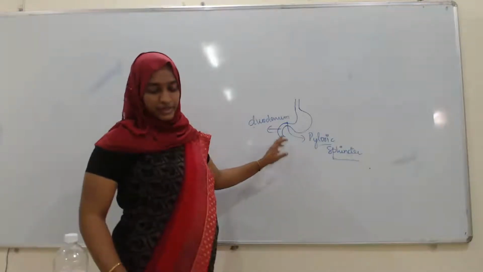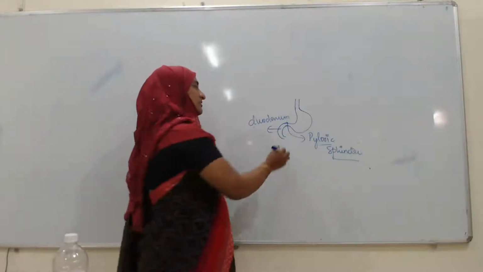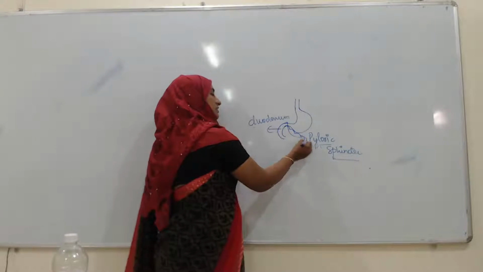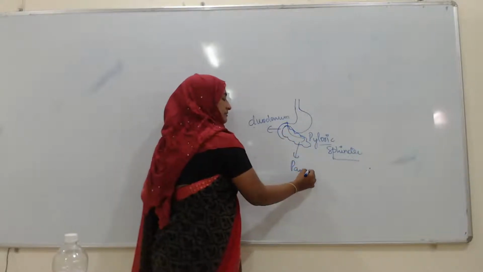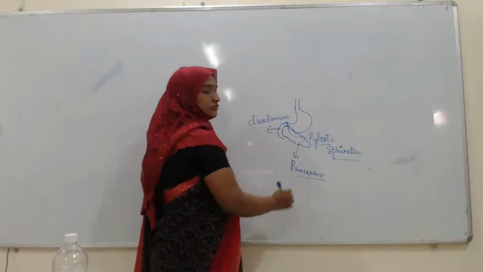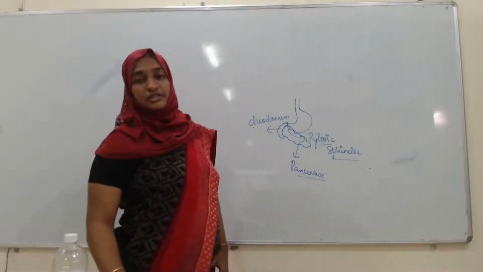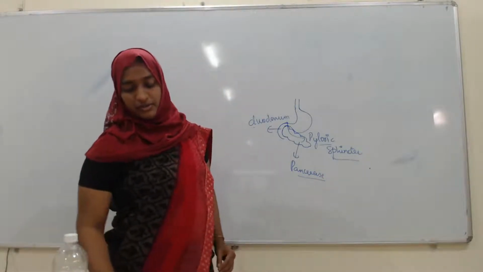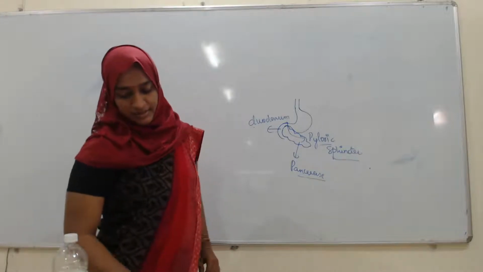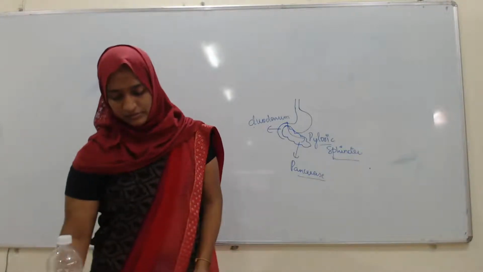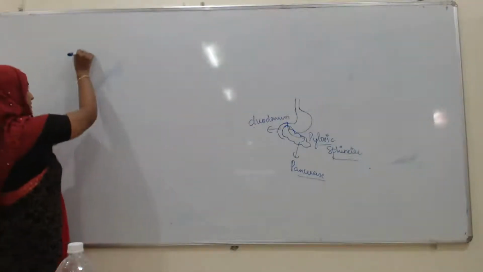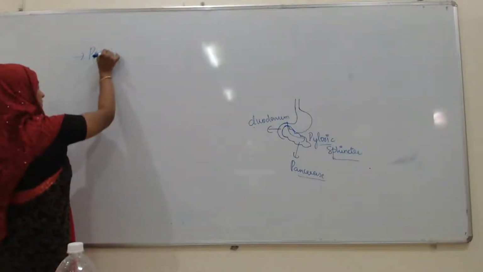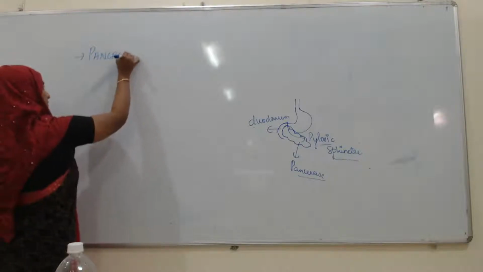Okay, so next, here there is the presence of one leaf-like structure. That leaf-like structure is the pancreas. Pancreas also plays a very important role in digestion. So let's see about the pancreas. Next, that is pancreas.